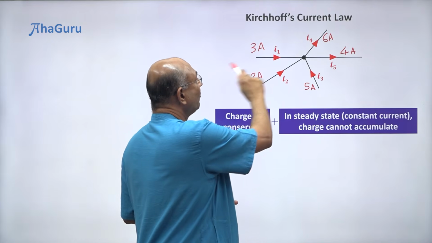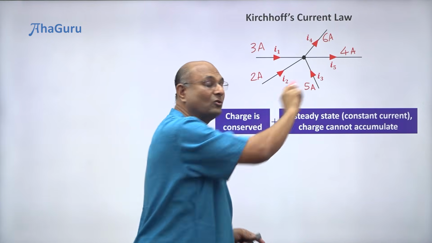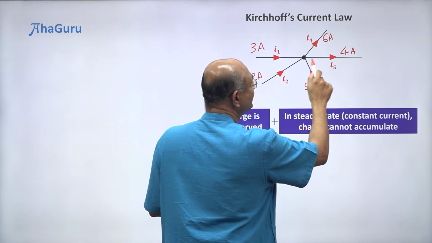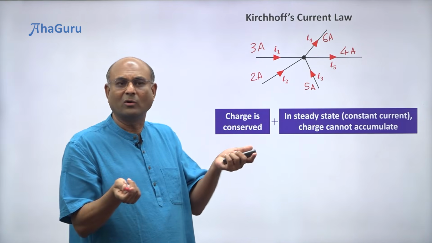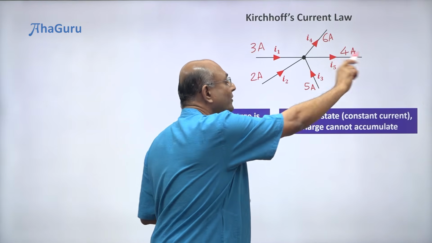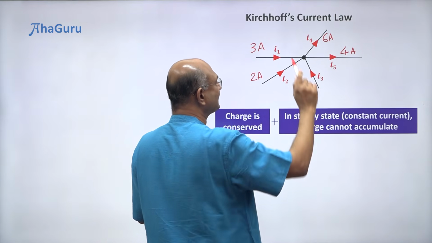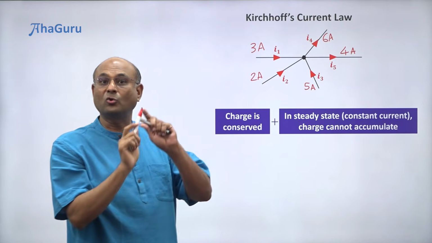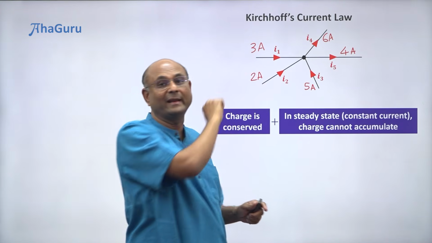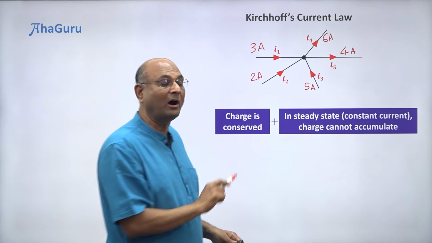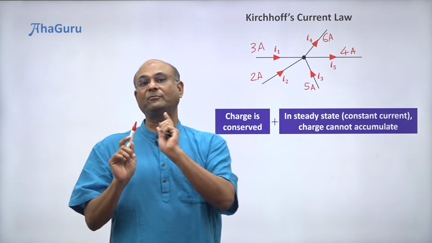Every second, whatever charge comes in must go out. I am not saying this 3 amperes goes that way. I don't know whether it is this 3 amperes going that way. What I know is 3 amperes comes in, 2 amperes comes in, 5 amperes comes in. Total current coming in is 10 amperes. So 10 amperes must go out through a combination of I4 and I5.